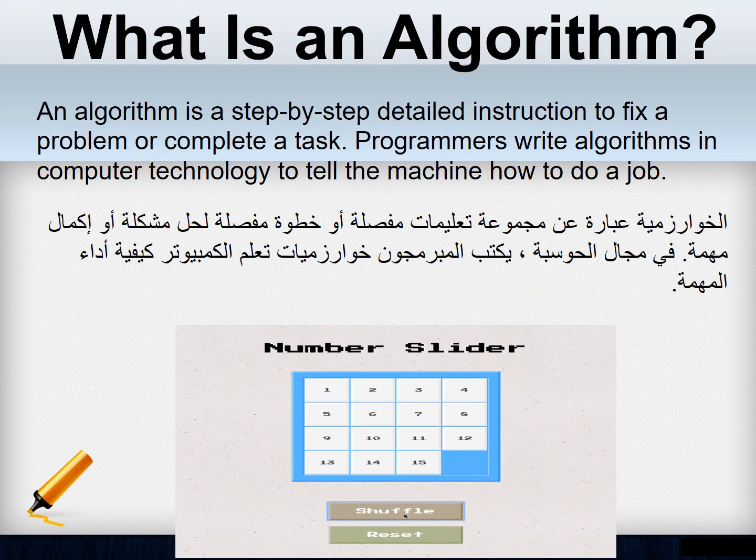An algorithm is a step-by-step detailed instruction to fix a problem or complete a task. Programmers write algorithms in computer technology to tell the machine how to do a job.